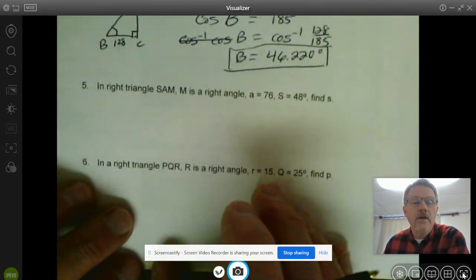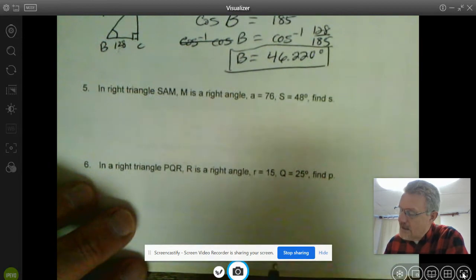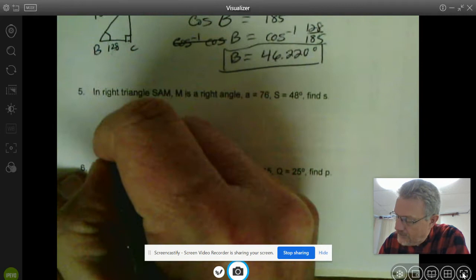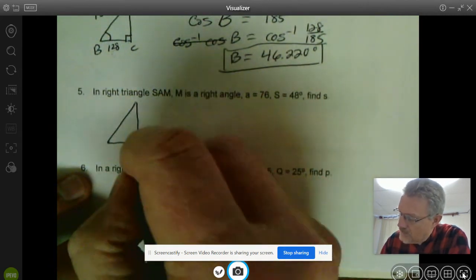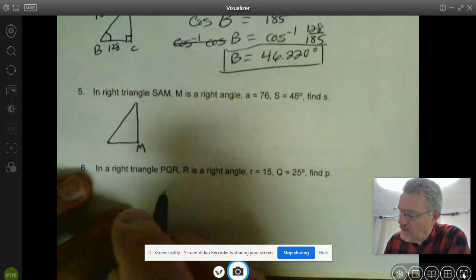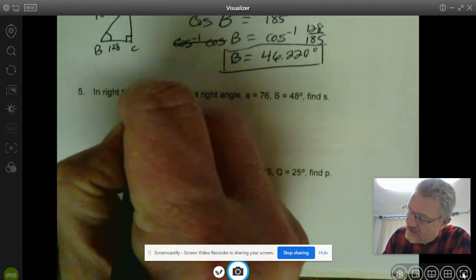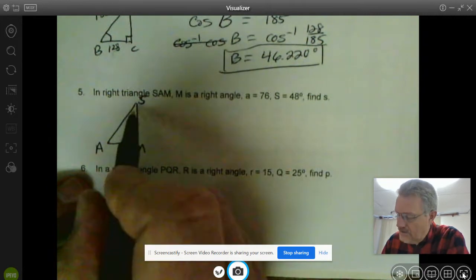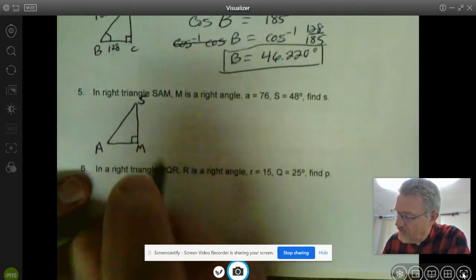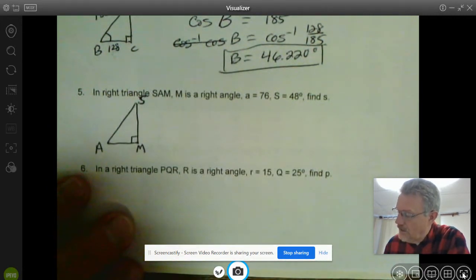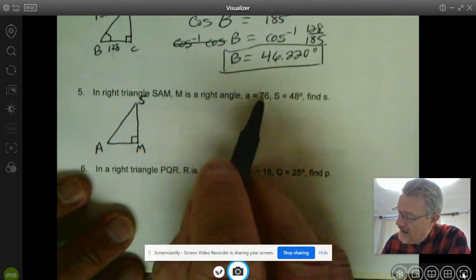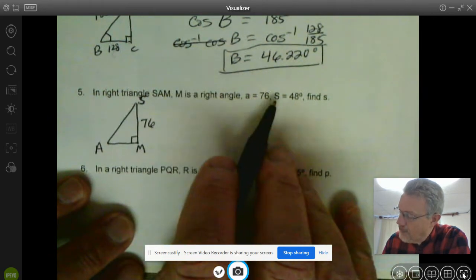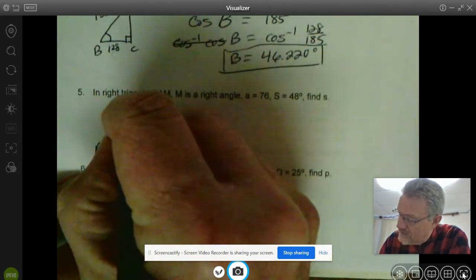Number 5. In triangle SAM, I did this on purpose because they like to mix this up a little bit. All right, M is the right angle. So if I'm going to do the counterclockwise thing, S goes up here and A, so SAM, where M is the right angle. Okay, little a is 76, so that's across from angle A. Angle S is 48 degrees.